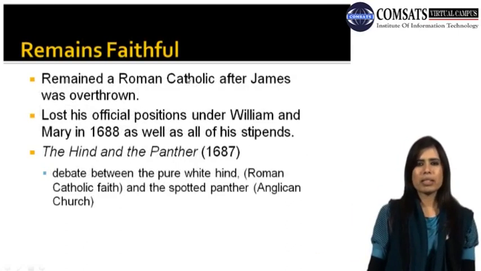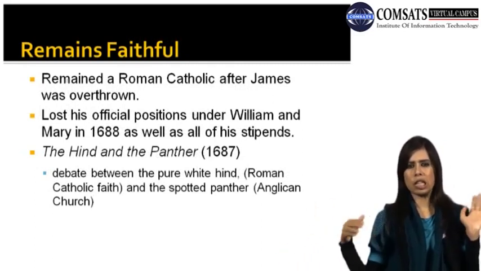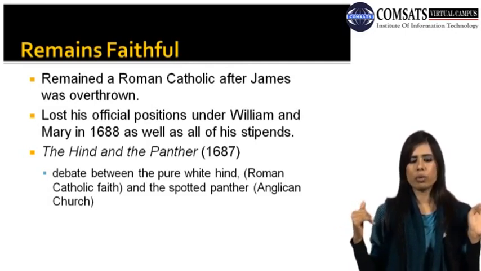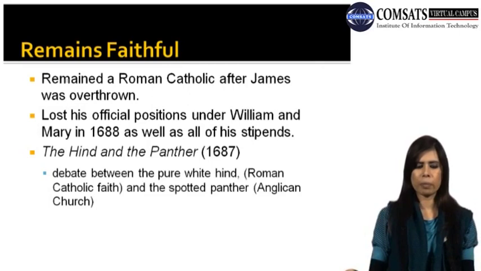Still he remained faithful. He remained a Roman Catholic after James was overthrown. So when James was overthrown, Dryden still remained a Roman Catholic. He didn't change his religion after that time. He lost his official possessions under William and Mary in 1688, as well as all of his stipends.